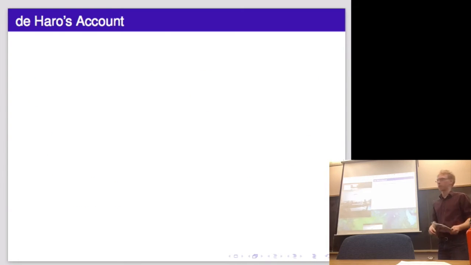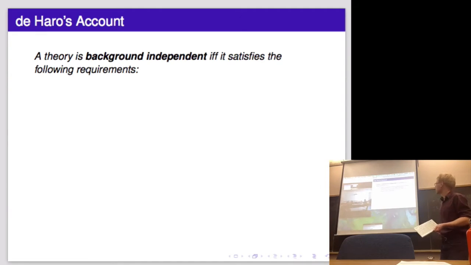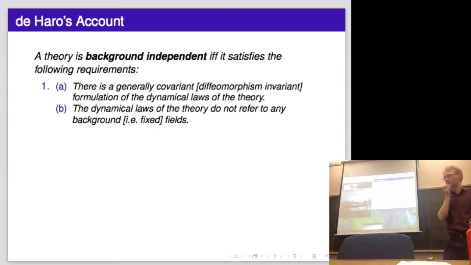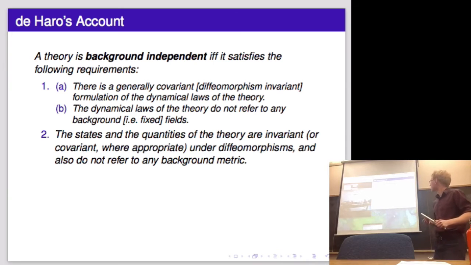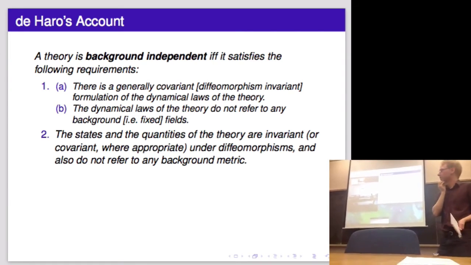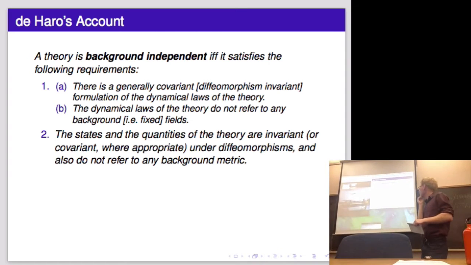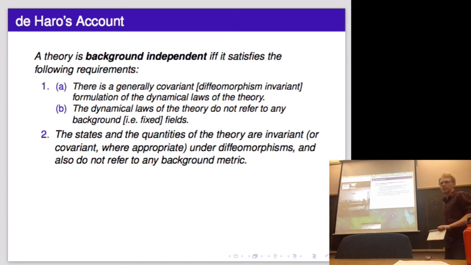and holography. So the third definition of background independence, and probably the one that we're going to focus on the most, is that of Dewar. So he says a theory is background independent if it satisfies the following requirements. First of all, the dynamical laws of the theory have to be generally covariant, by which he means diffeomorphism invariant. And secondly, the dynamical laws don't refer to any background fields. The novel condition is this condition 2. Basically, what this is saying is that the quantities of the theory, maybe tensors, have to transform appropriately, i.e. tensorially, under diffeomorphisms, and also don't refer to any background metric.